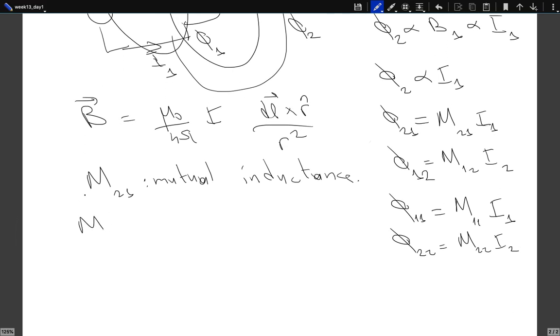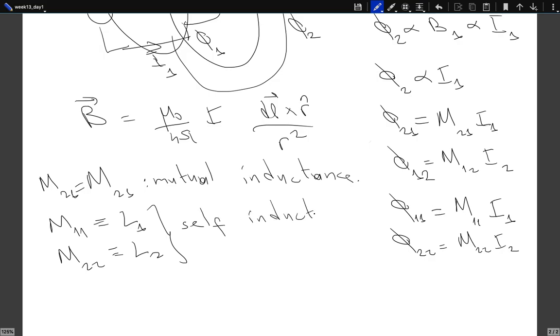Now, these M12 and M21 will always be equal. Since it's basically just a geometrical factor, they will always be equal to each other. This M11, which will usually be denoted by L1, and M22, let's call it L2, these are called the self-inductance. These are basically the definitions that we will be using.